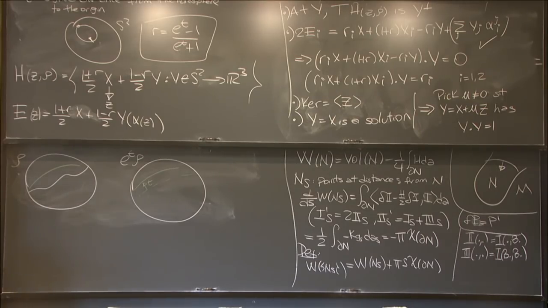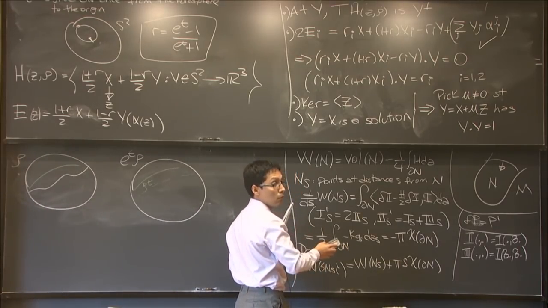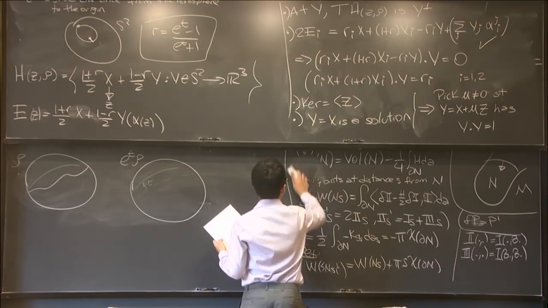So let me now describe the relationship. The normal deformation is just scalar. The normal deformation is just homogeneity.